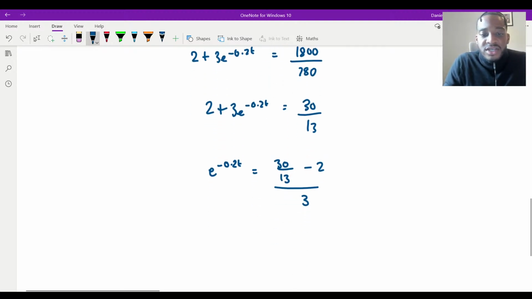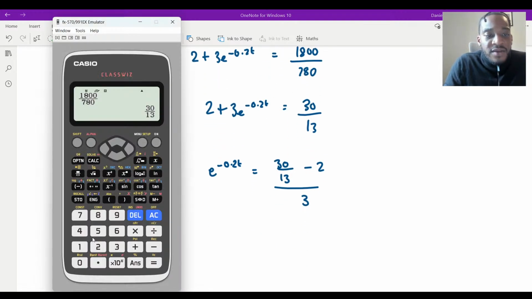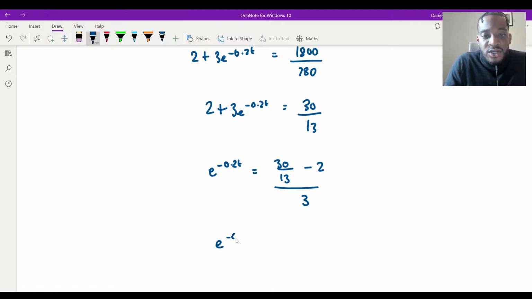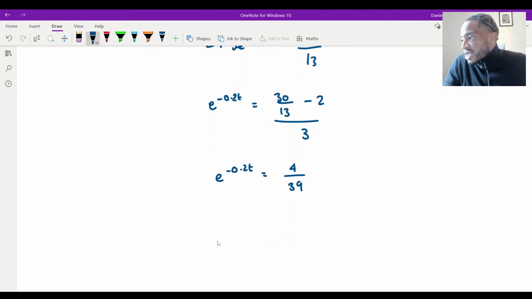And I'll put this into my calculator and see what I get. I'll do 30 over 13 minus 2 over 3. And that gives me 4 over 39. So I get e to the minus 0.2t is equal to 4 over 39. And then now remember, you're trying to get t. We've got e there. We're just going to take the ln.